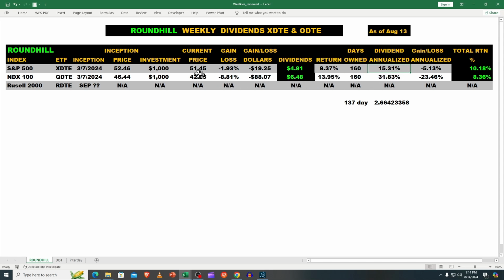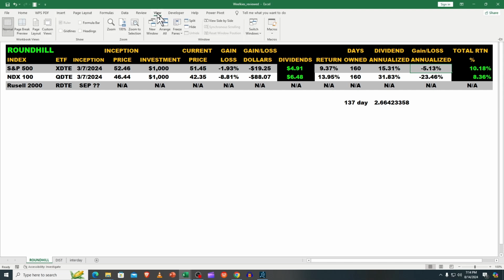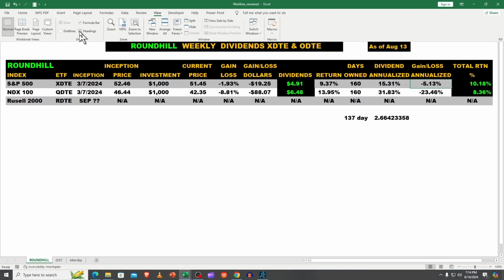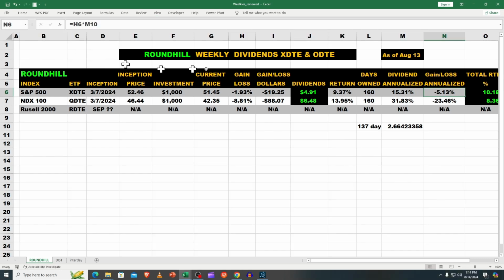Okay. But we were losing 1.93. We have to annualize that. Okay. So that's around $5. Now, I probably need to fix this, but it gives you, you call this 11, right? Because I estimated this before and I don't think I changed it. I can go back to my view here and I can put formulas back in and grid lines and see H6 times M10.